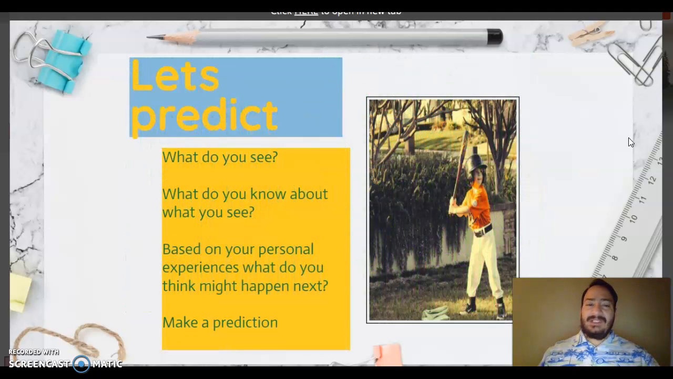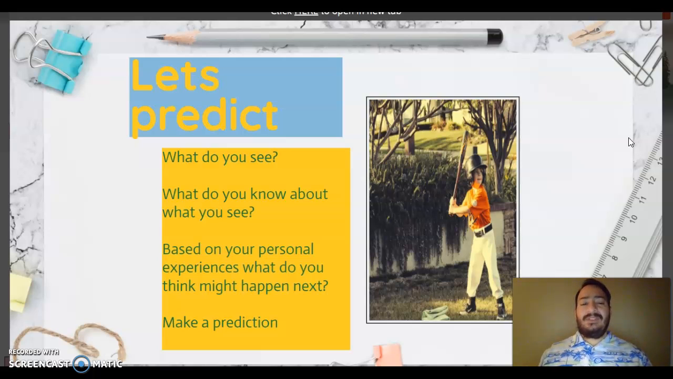With that said, let's look at this picture and make a prediction. When we look at a picture, we are going to be asking ourselves, what do I see? What do I know about what I see? And based on your personal experiences, what do you think might happen next? For instance, if I'm looking at this picture, I see a boy wearing a baseball uniform holding a baseball bat. This is what I see.